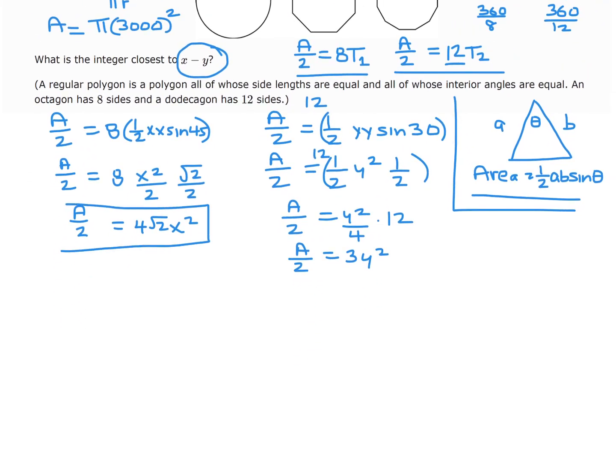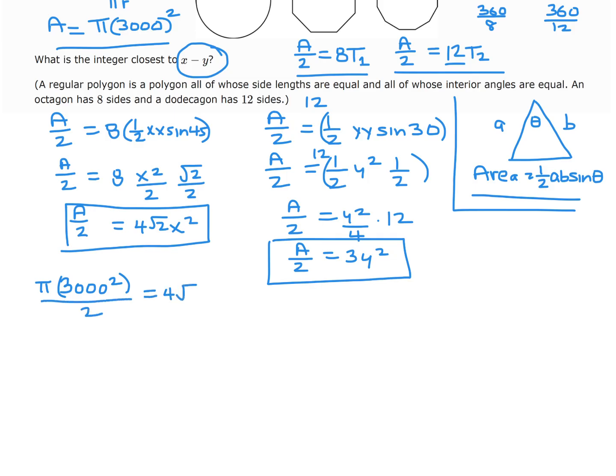Okay, so there's my first result, and there's my second result. Now we have to plug in what A is. A is up here, pi times 3,000 squared. I think we're probably going to need a calculator, and the good news is the calculators are allowed. So this is 3,000 squared times pi over 2 is equal to 4 root 2 x squared.